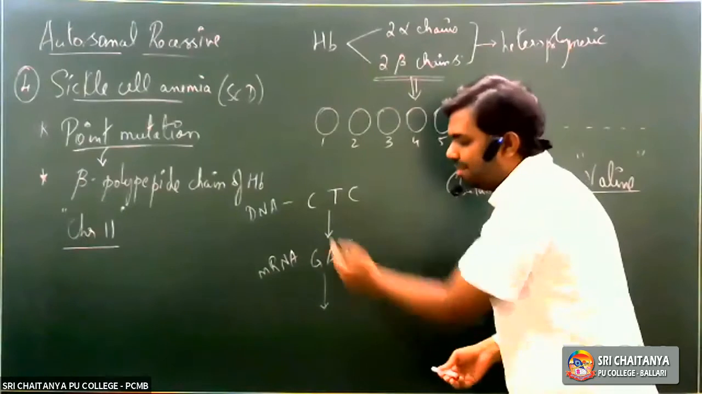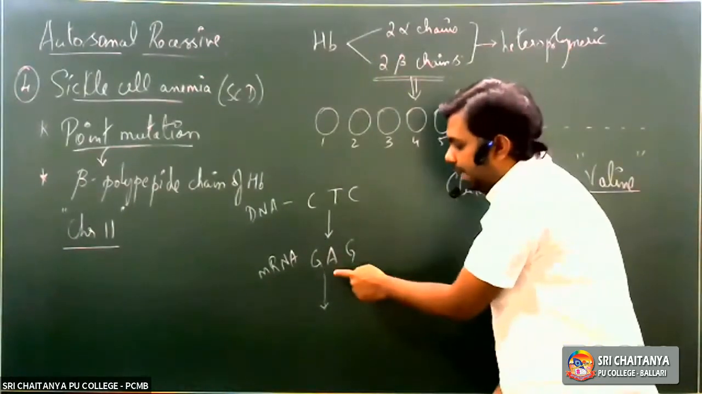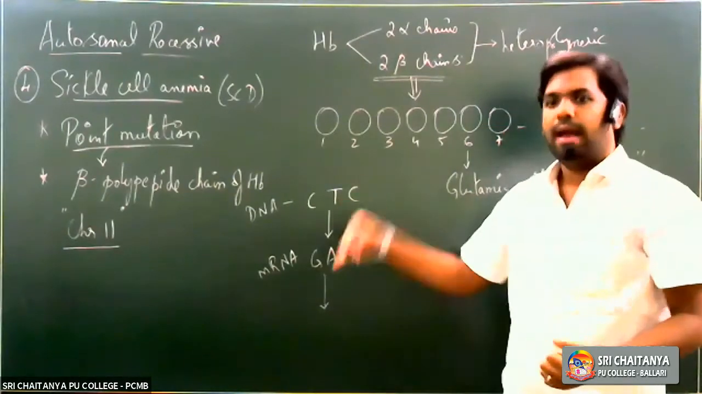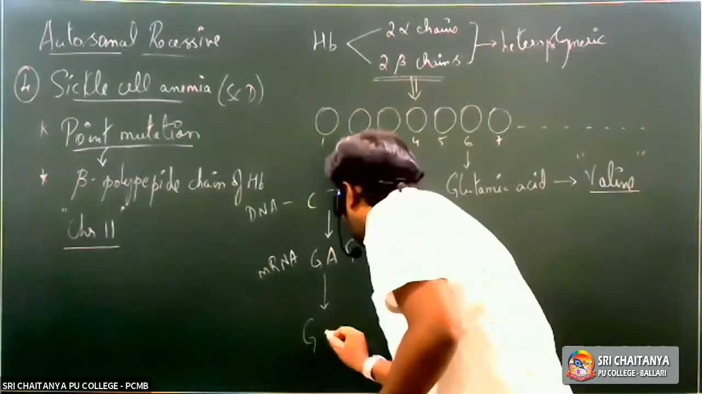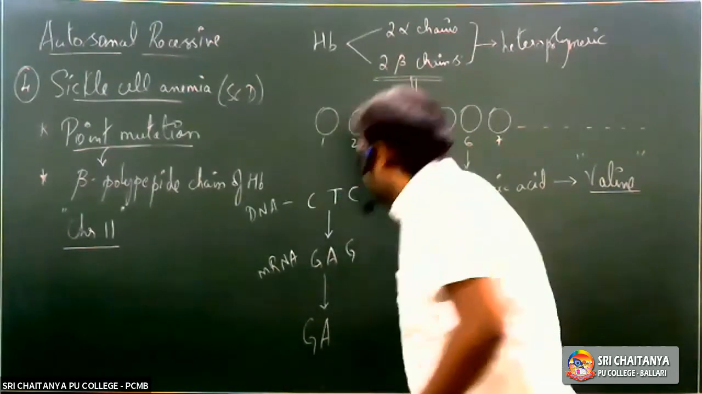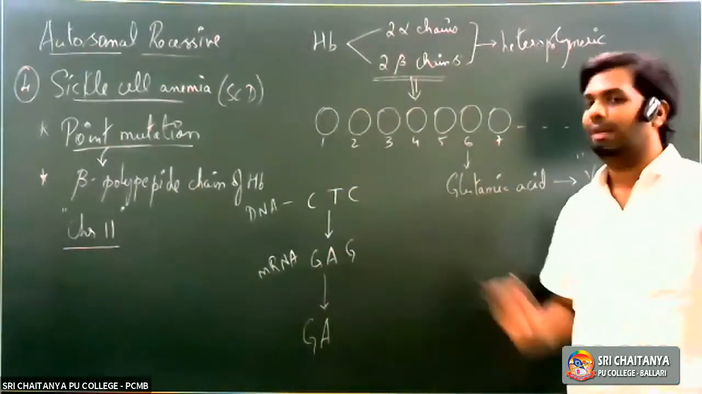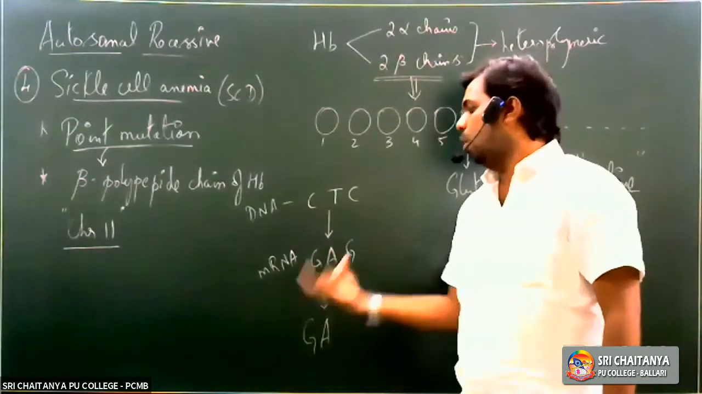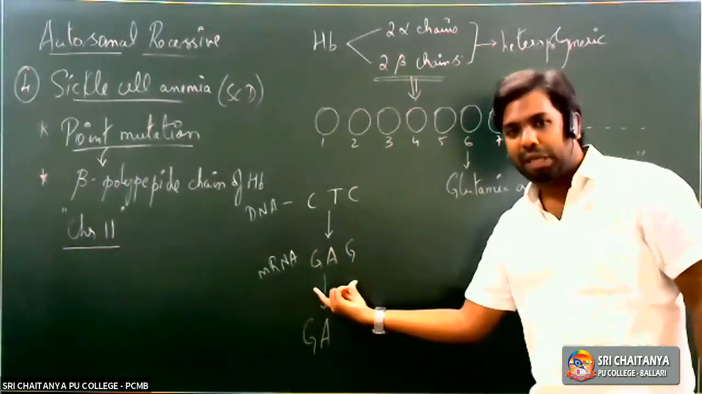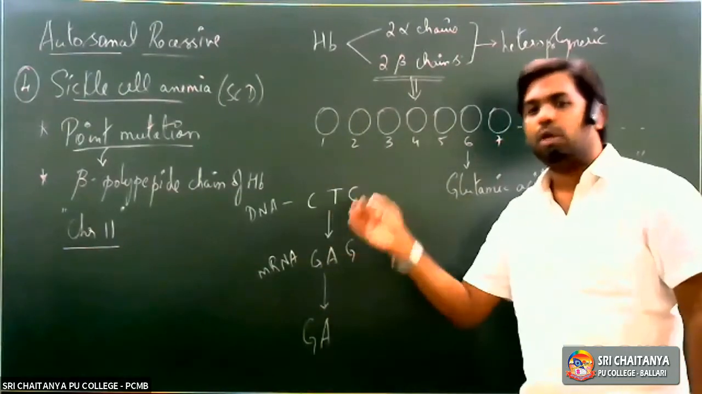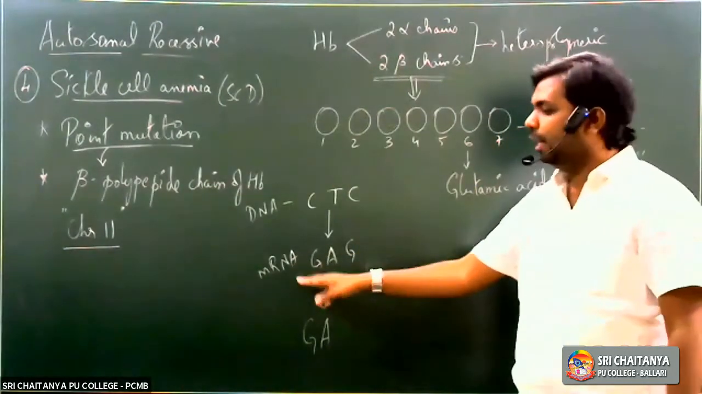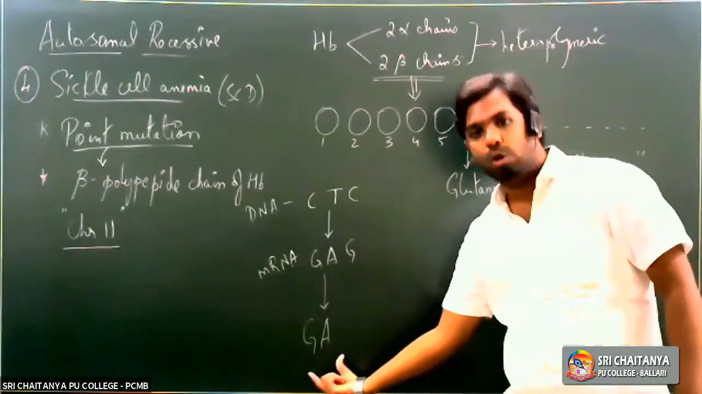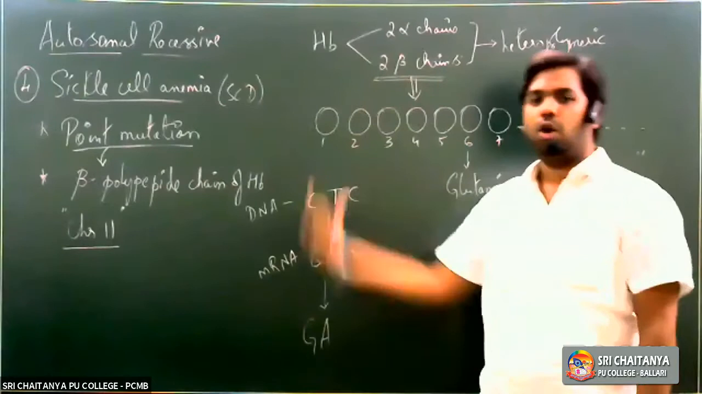Through the process of translation, this GAG will start coding for an amino acid called glutamic acid. So this is what is seen in normal conditions, where on the DNA the sequence is CTC and on the mRNA it is GAG. After transcription, the mRNA will code for glutamic acid. This is in normal conditions.